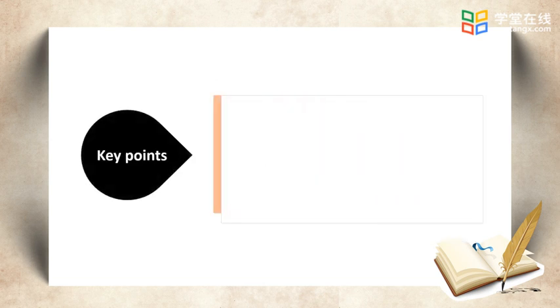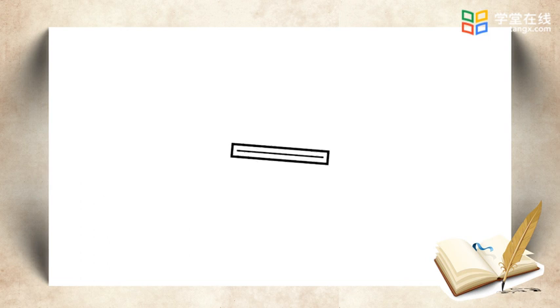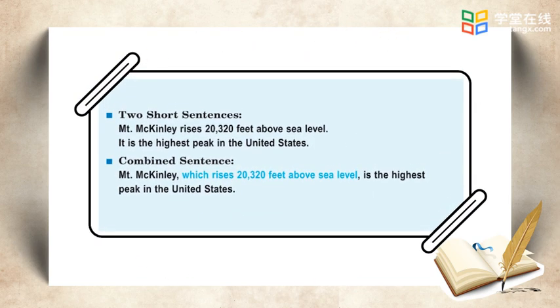Ideas from shorter sentences can be combined into a complex sentence. The 2 clauses can be connected with a subordinating conjunction or a relative pronoun or adverb. Now, read through the 2 short sentences. We could change the first sentence into a dependent clause and use the second sentence as an independent clause and thus combine these 2 sentences into a complex sentence.